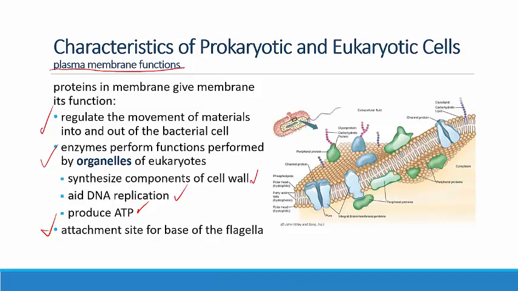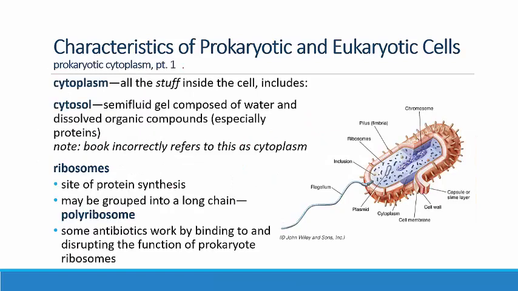All right, so that's everything that we've got to say about plasma membrane. So let's start looking at the material that's inside the cell, the cytoplasm. Cytoplasm is all the stuff that fills the cell, and it includes a material called cytosol. This is the gel. It's water plus a bunch of dissolved organic materials, especially dissolved proteins, that make the cytosol very gel-like.